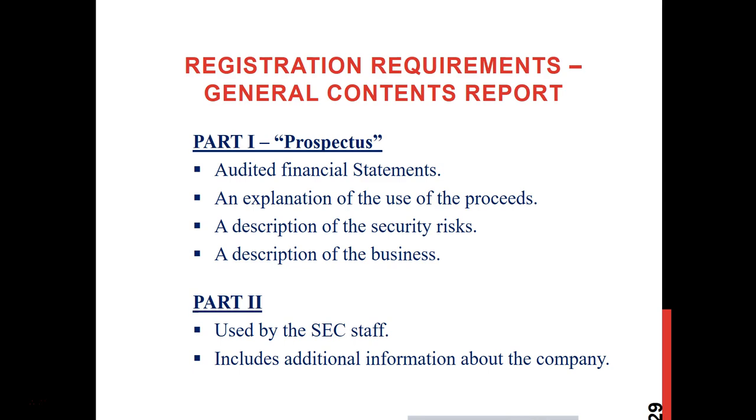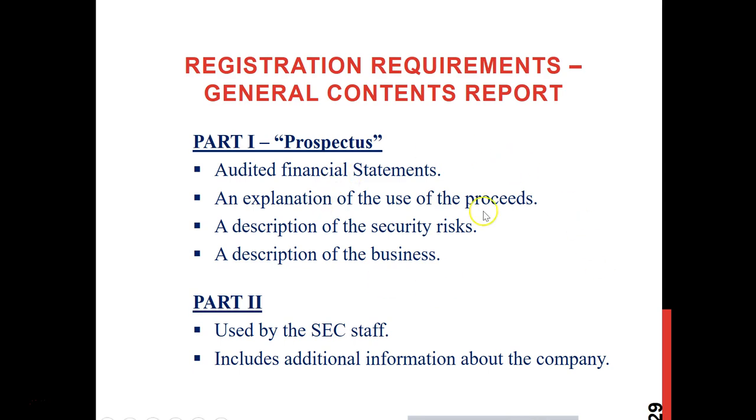Then the company needs to provide a description of the risks, if there is any specific risk related to the securities that they are going to sell. And of course, the company will provide a description of the business and the properties owned by the issuer. So this prospectus the company must prepare, and this is considered the first part of this registration statement. The second part of this registration statement is basically for the informational needs of the SEC staff.